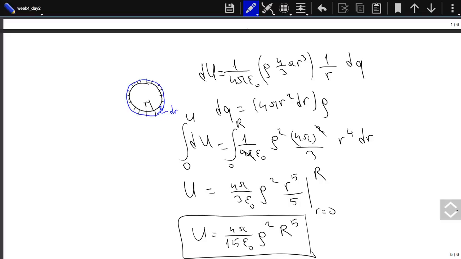And then we said that, okay, this is just one shell, so we have to sum from zero shell up to the final, all the shells. So that is nothing but the integration. So we integrated, and this was the final answer. And this is the final potential energy.